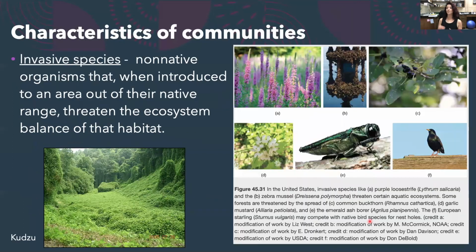Next, we have invasive species. Invasive species are any species that are non-native, and when introduced to an area out of their native range, they threaten the balance of the entire habitat, of the entire community. In the United States alone, we have many, many different types of invasive species, from insects to plants to birds.